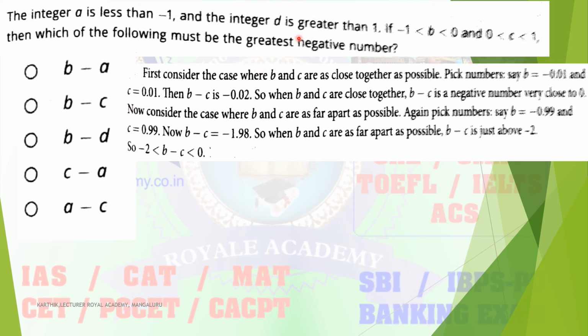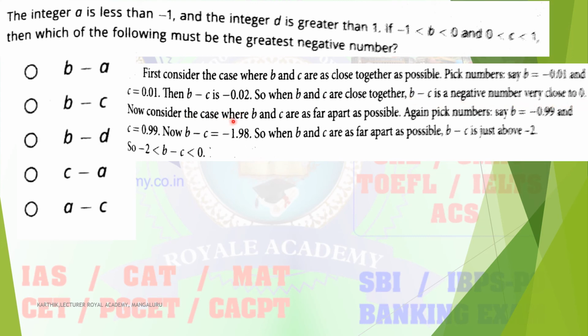You have to determine the greatest negative number. When b and c are close together, then b minus c is a negative number very close to 0.